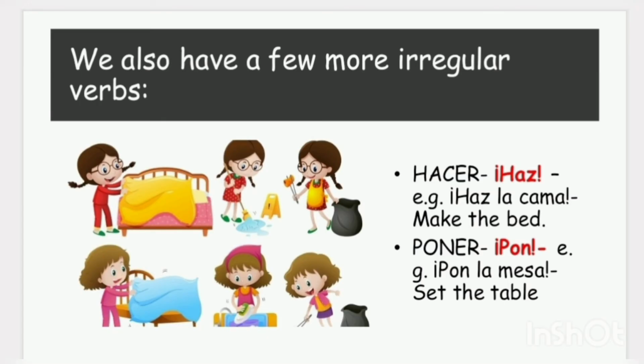Now, you were also introduced to two go-go verbs in the previous class. Now, these verbs are also irregular when it comes to the command. So, hacer will actually change to haz, and poner will actually change to pon.